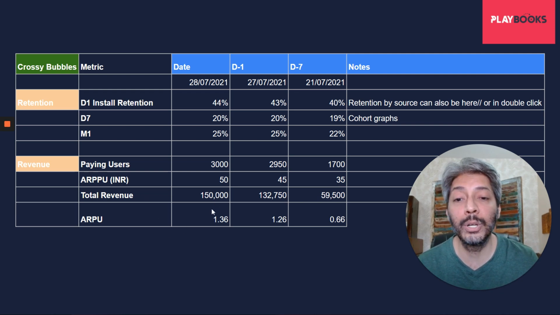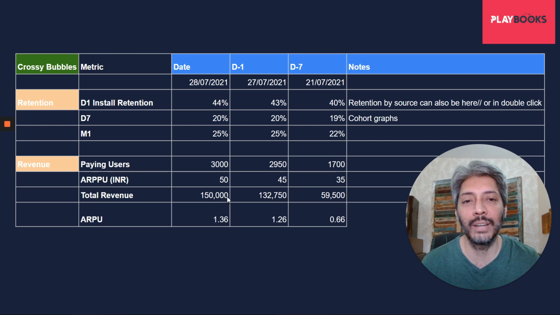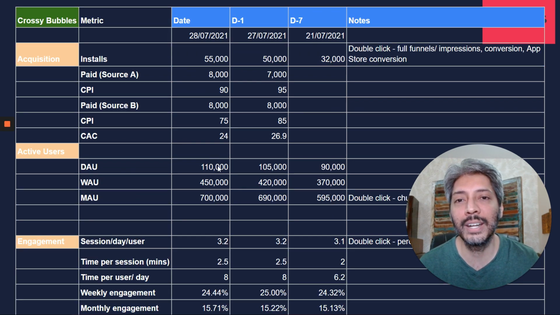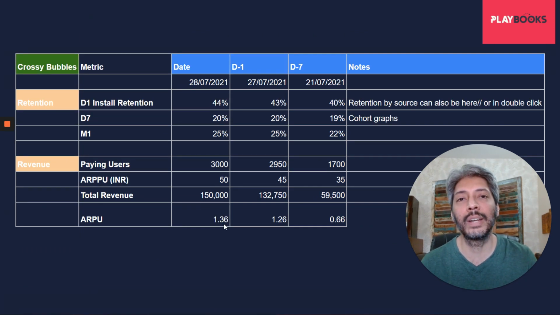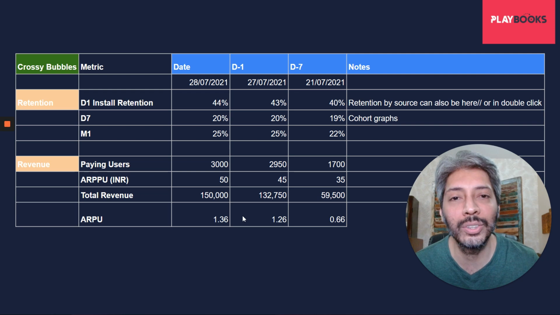Now, average revenue per user is essentially this number divided by your DAU for that particular day. And if you remember, our DAU was 110,000. So average revenue per user is the total revenue divided by your DAU, and that gives you 1.36.